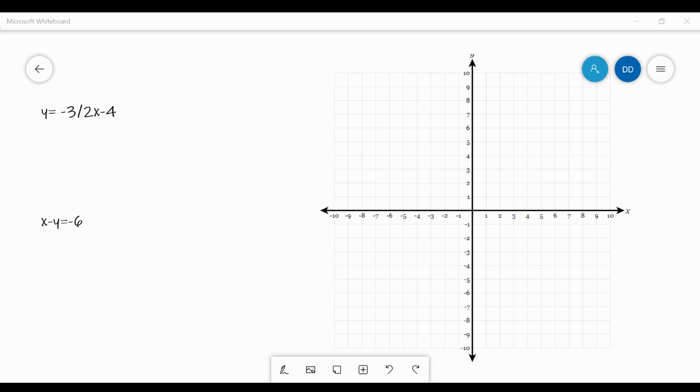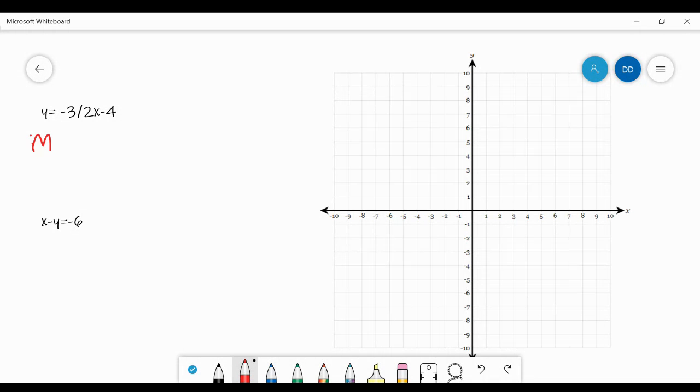Okay, so today's lesson is how to graph a system of linear equations when one is in slope-intercept form and the other one is in standard form. So the first thing that we want to do is this first equation is in slope-intercept form, so we can graph it the way that it is.